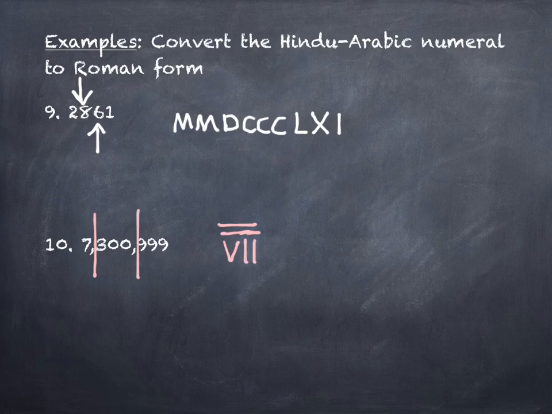How do I get 300? C gets me the 300, and then why do I have a bar, Mason? Because it's actually in the thousands place, right? It's 300,000. Now I need 999. We're going to take it one piece at a time, okay? How do I get this 9 right here for the 900? I see. CM.